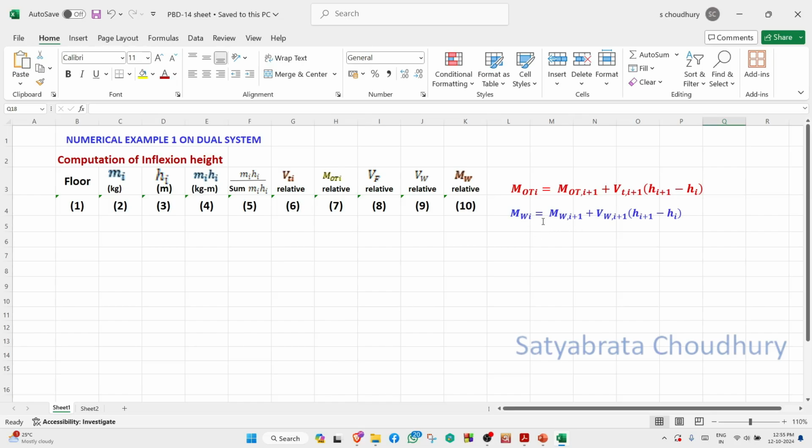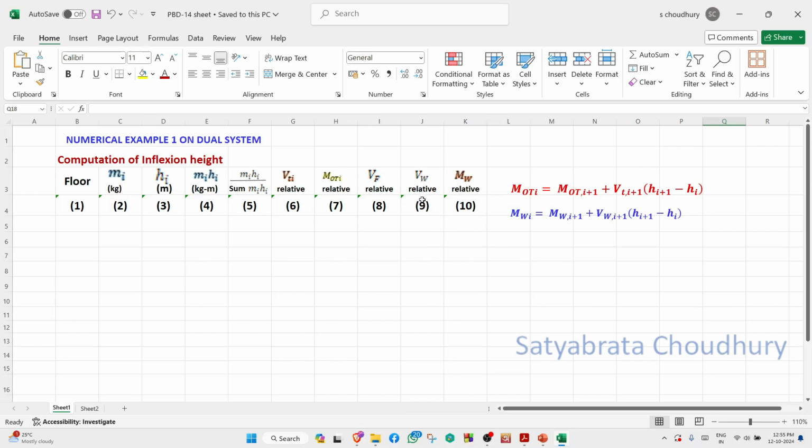Similarly, the wall moment MWI for the higher floor is given by MWI plus 1, that is whatever moment is in the upper floor wall, plus the upper floor shear in the wall into the interstory height, HI plus 1 minus HI. This simple formula will apply through the Excel sheet, and we shall calculate the values of MOTI and MWI. So far there is no problem.